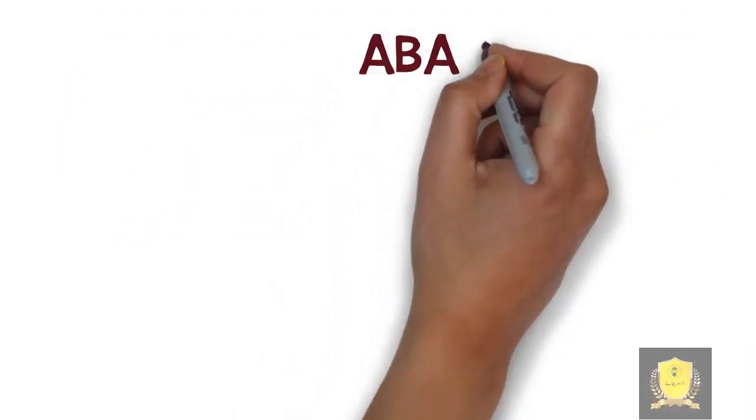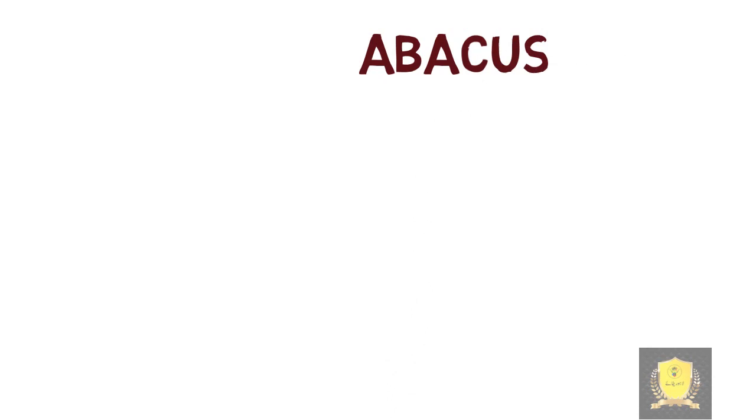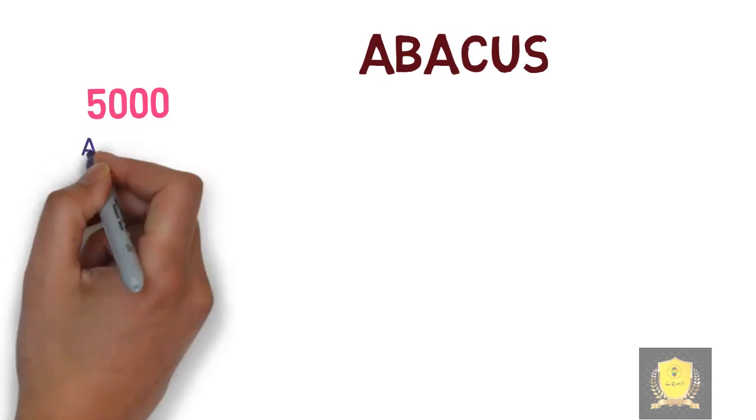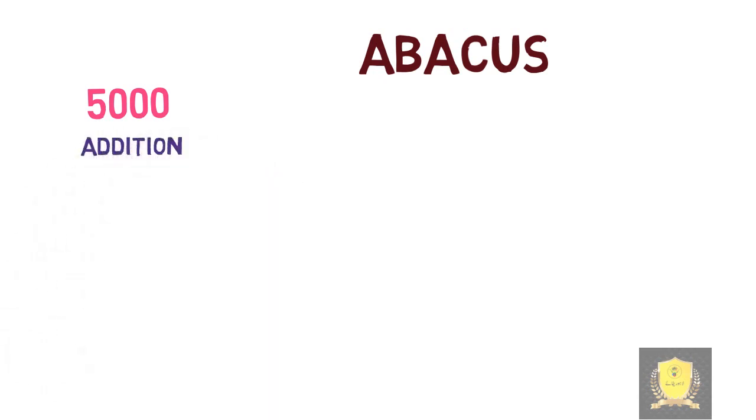Abacus. Abacus was the first computing device. It was developed 5000 years ago. It was used to perform addition and subtraction.